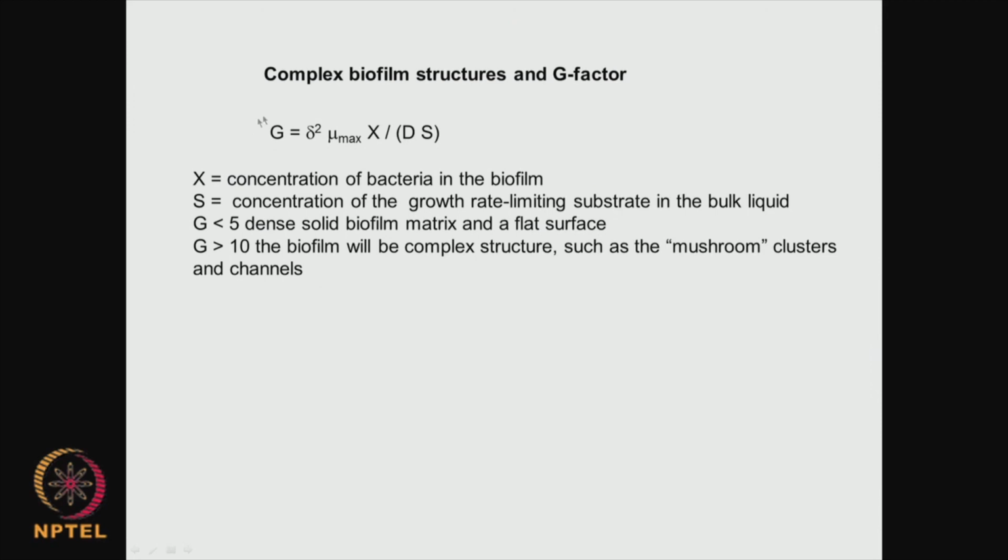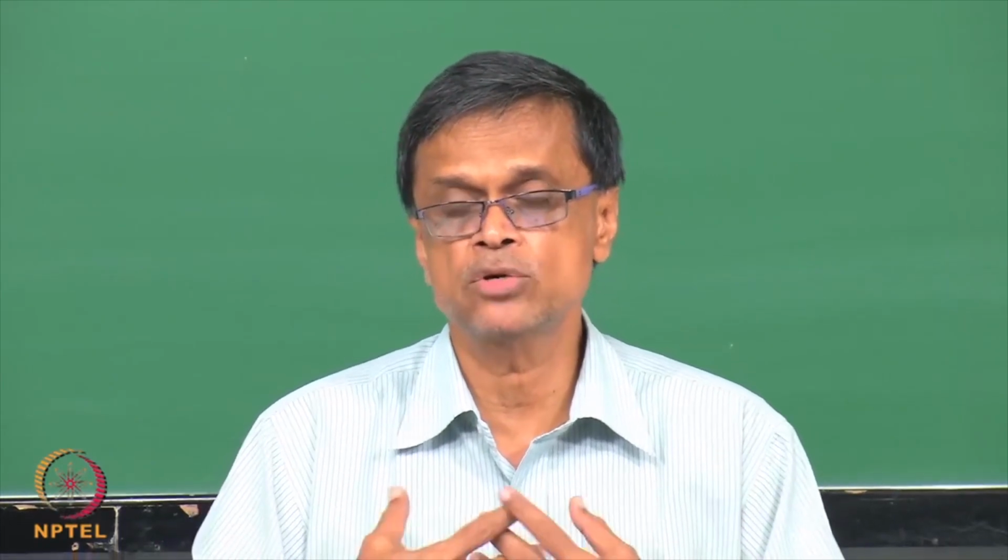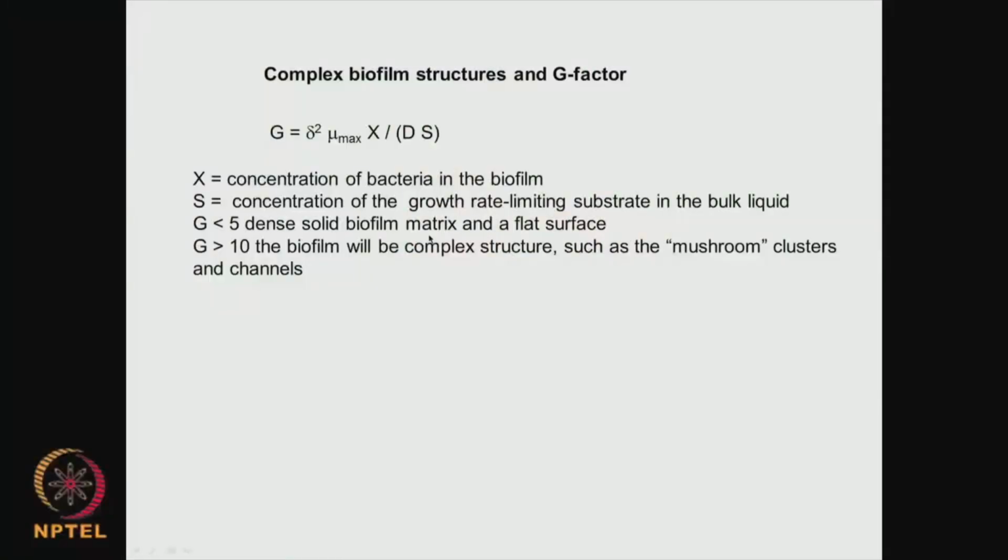This is also a very useful factor to have. It tells you which is controlling the biofilm processes. Is it the diffusion of the limiting substrate, which helps the bacteria to grow, from the bulk onto the surface of the biofilm, that is controlling, or is it the rate at which the bacteria grow, the biomass increases and the biofilm starts building up, which is controlling? Based on that we can also tell what type of biofilm structures you are going to have, whether a very flat biofilm structure or a mushroom or channel like biofilm structure.